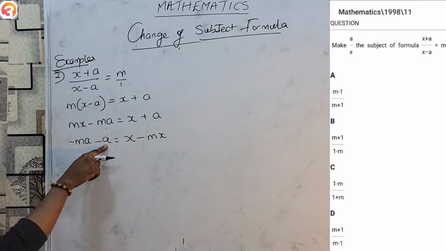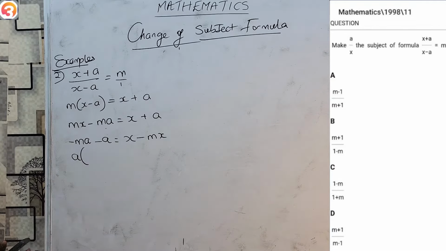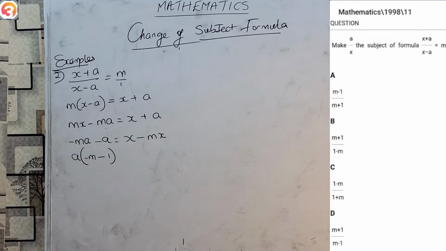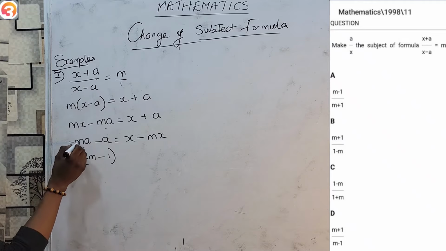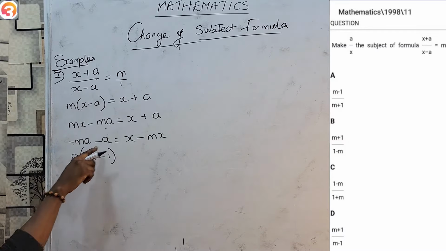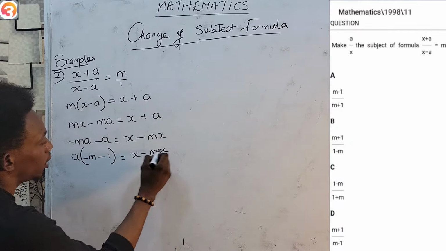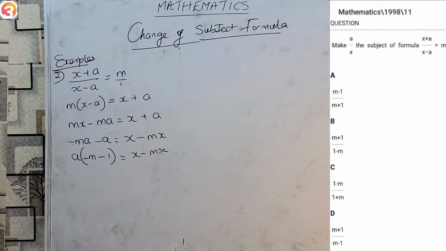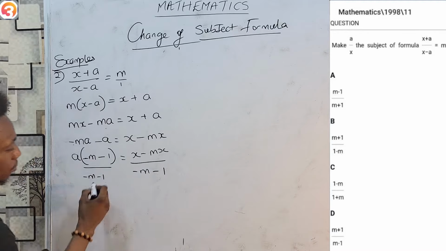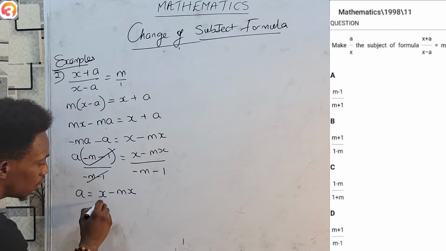You see, now all my letters with a are on the left. However, a is common here, a is common here. So I can factorize a out. A comes out, and I'm left with minus m minus 1. Is that agreed? Because remove a from minus ma, a separates, minus m is remaining. Remove a from minus a, a over a is 1. This is equal to x minus mx. So to make this a remain here alone, over minus m minus 1, over minus m minus 1. So a equals x minus mx over.